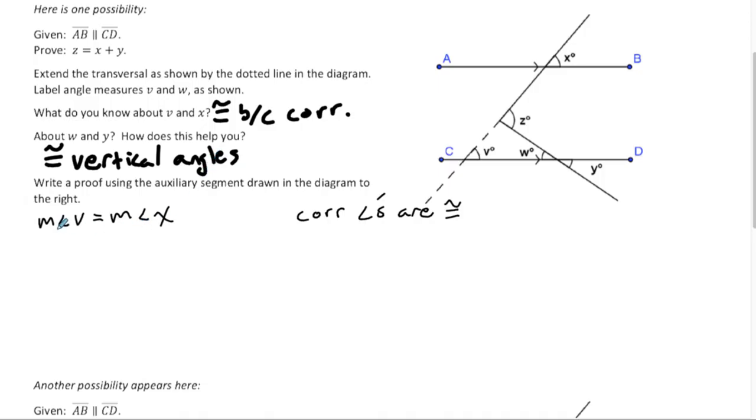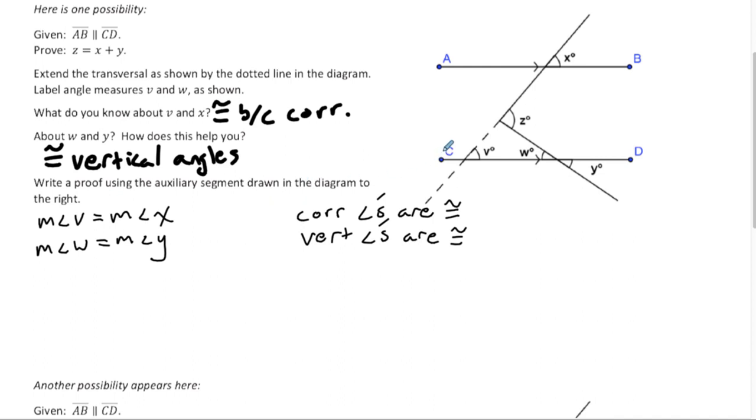All right, so what's next? I need to somehow say something about this thing right here. Beverly, go for it. Because of vertical angles. Vertical angles are congruent.